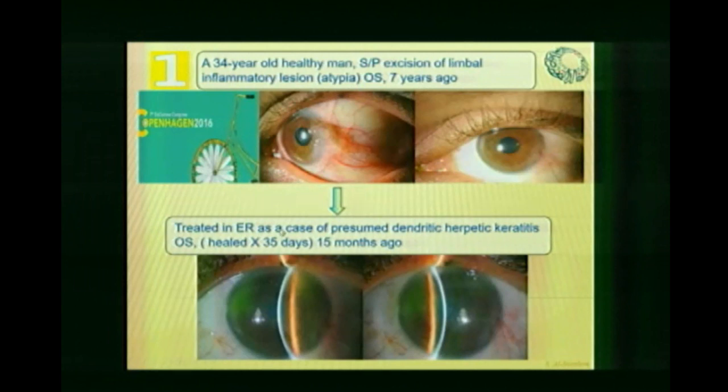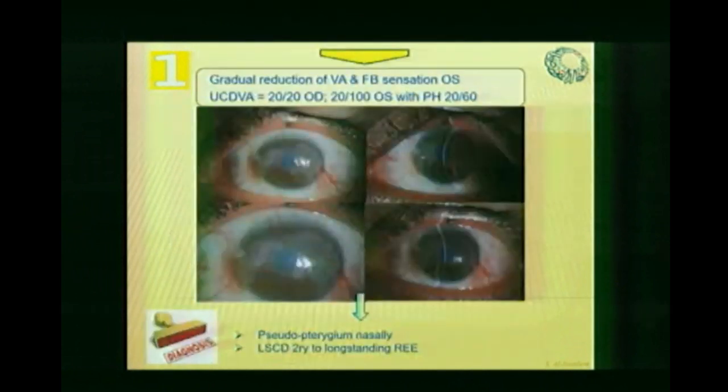The patient was treated in the emergency room as a case of presumed dendritic herpetic keratitis. So this is the picture of the patient with the atypia, which was excised. And this is the picture 7 years ago. And then the patient kept coming to the emergency room and was treated as a case of dendritic herpetic keratitis. There are some whitish lesions, as you can see here. It took a long time to heal, almost 15 months.